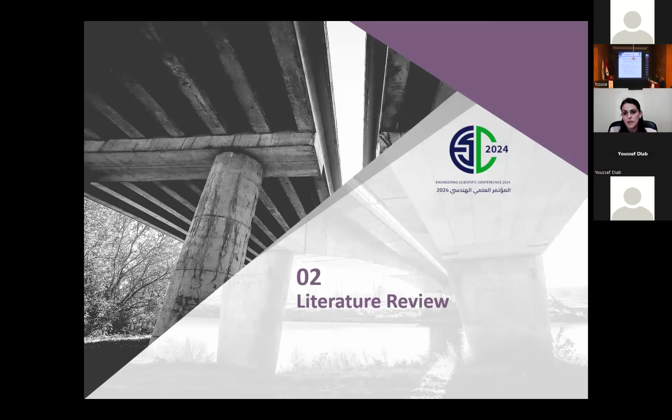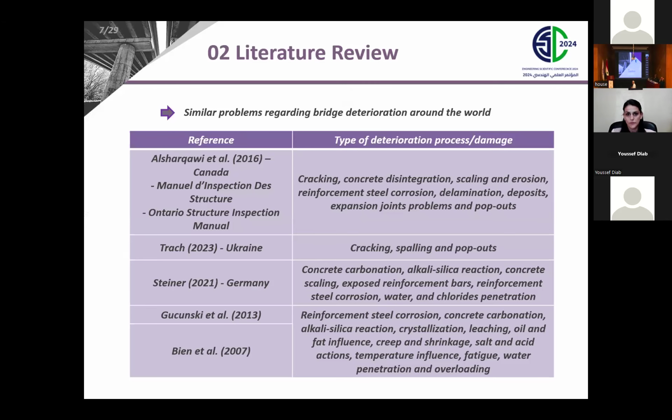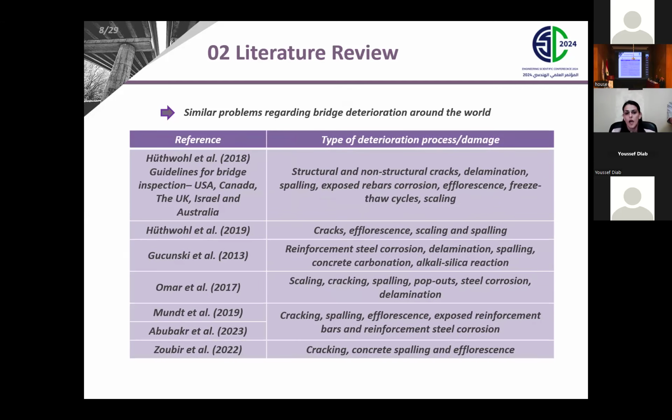Moving on now, let's turn to the literature review. The problem with the different processes that can cause bridge deterioration is studied by a lot of authors around the world. A summary of the conducted review is shown in the tables.